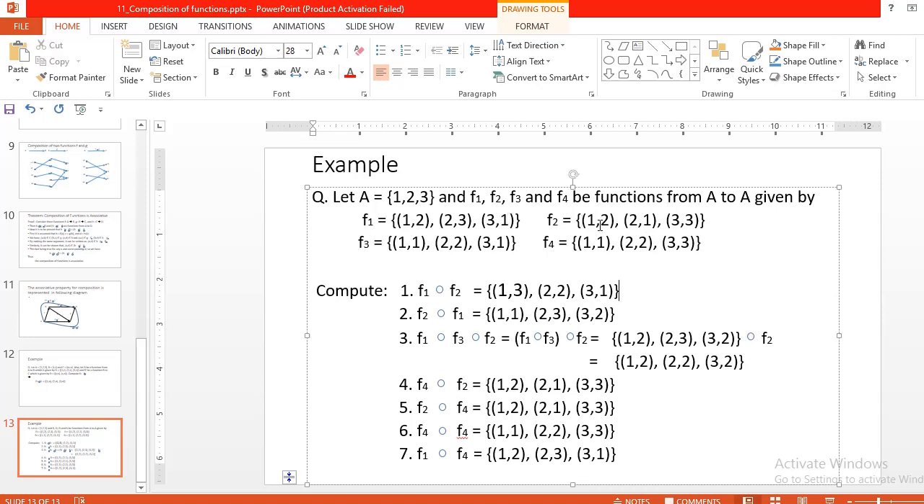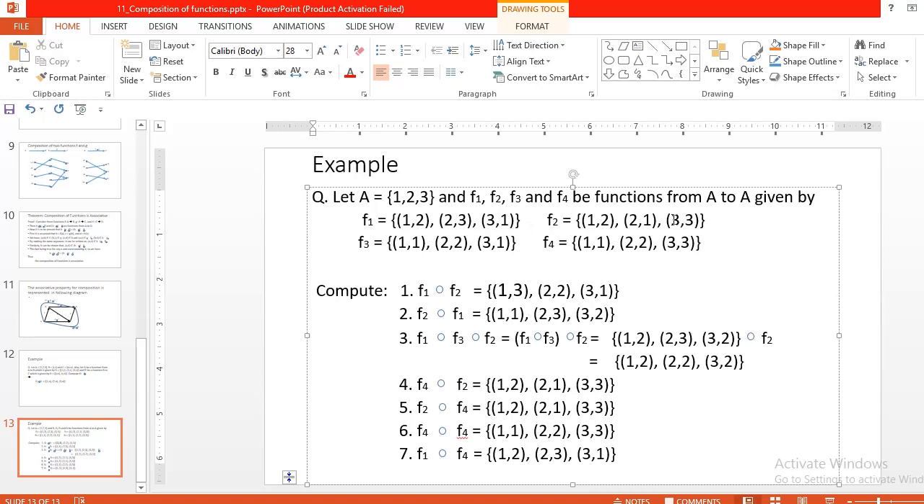Similarly, 1 2 paired with 3 1: there are no common elements between range and domain. So take the next pair of F2, that is 2 1, paired with F1, that is 1 2. Here the range of F2 and domain of F1, that is 1, is common. So we get 2 2 here. Similarly 2 1 paired with 2 3, so we can't make the pair. 2 1 and 3 1, it is also not done.